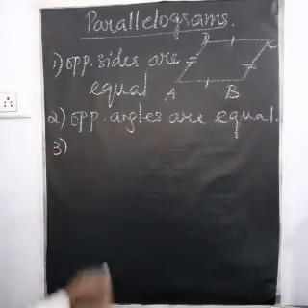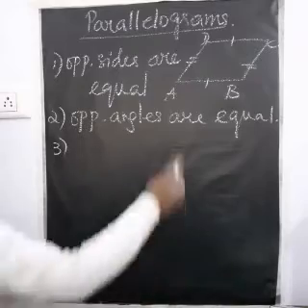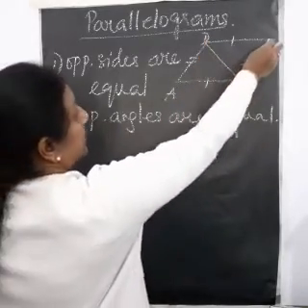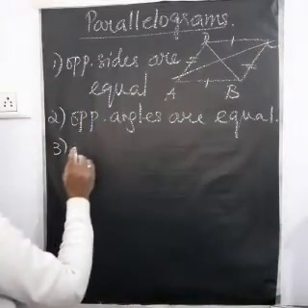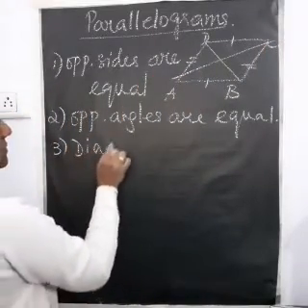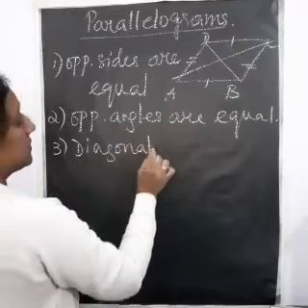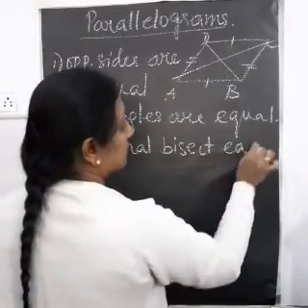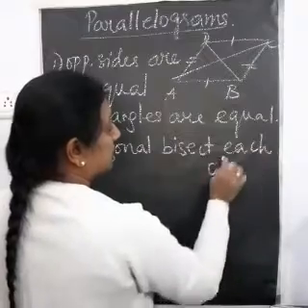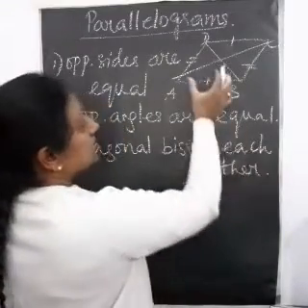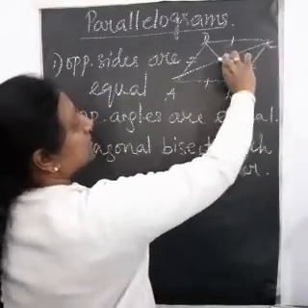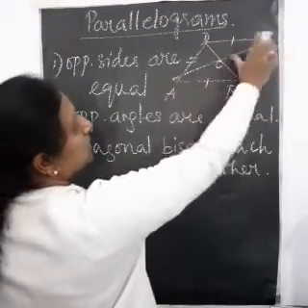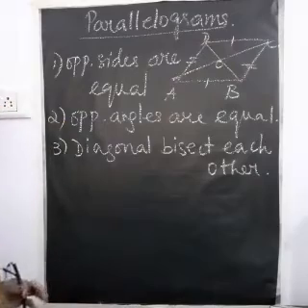Then the third property that we learned was diagonals bisect each other, correct? Bisect each other means this part is equal to this part and this part is equal to this part. Say you have AO equal to OC, OB equal to OD.